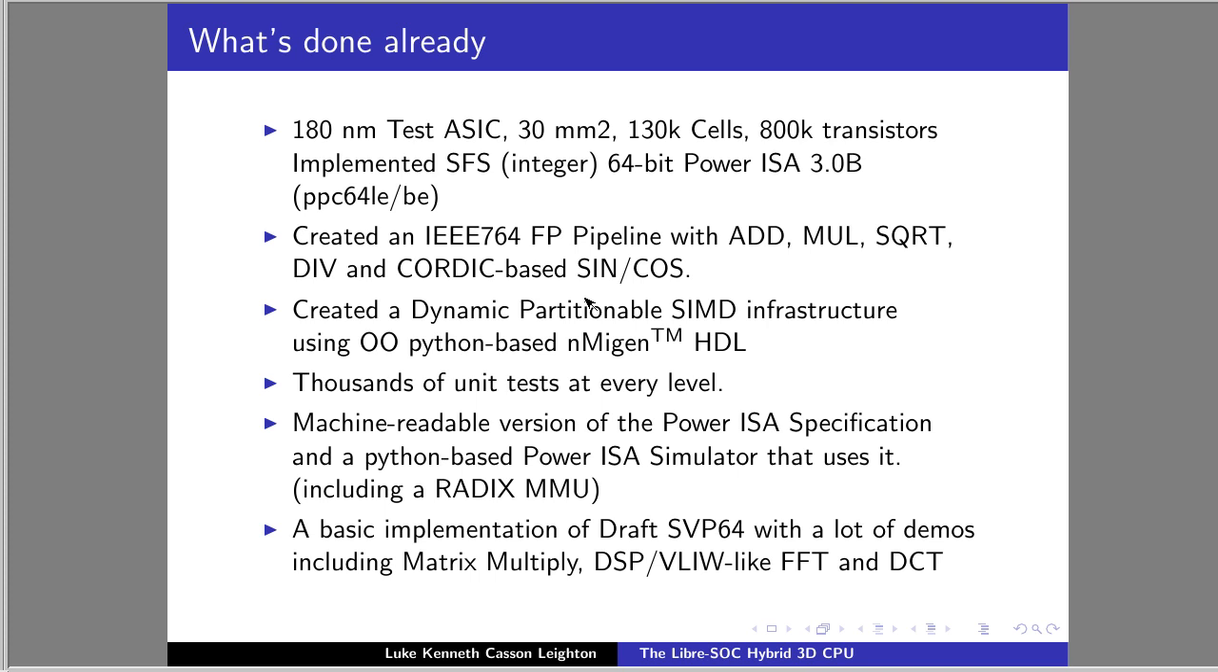So what we've also got is thousands of unit tests at every level. We don't just have system level integration unit tests once the entire HDL has been completed. We have low-level modules which get their own unit test. And then when those are used in a pipeline, the pipeline gets a unit test. Then when the pipeline is used to create a function unit, the function unit gets a unit test.